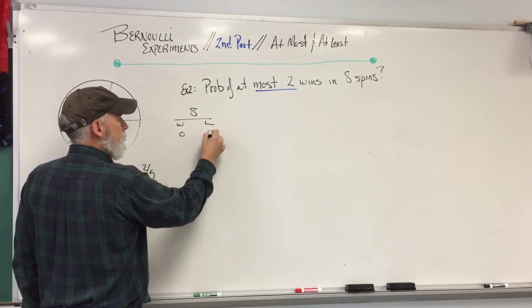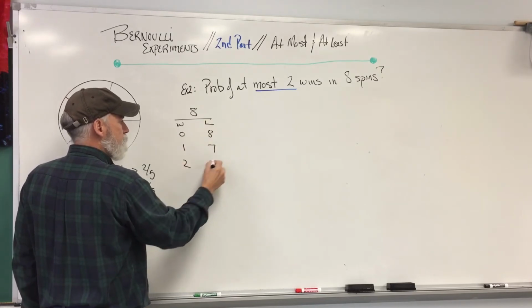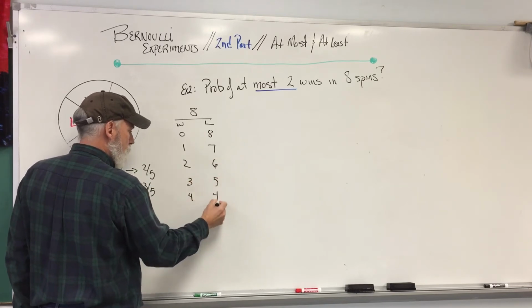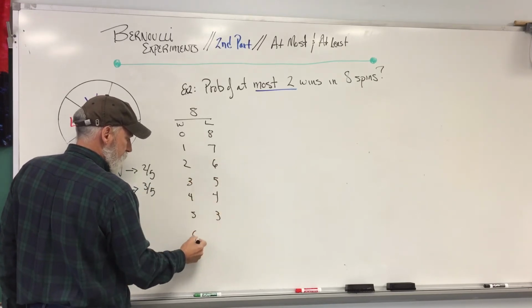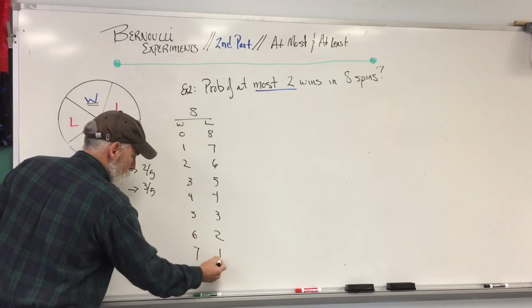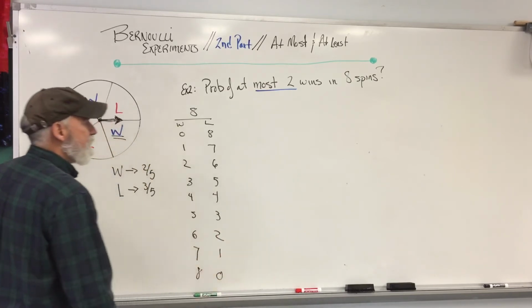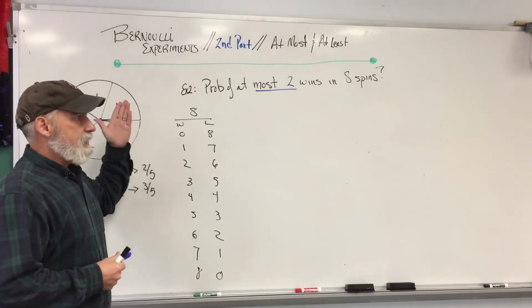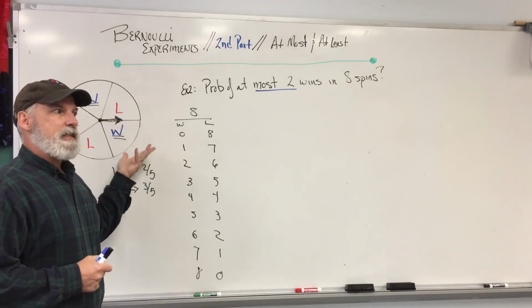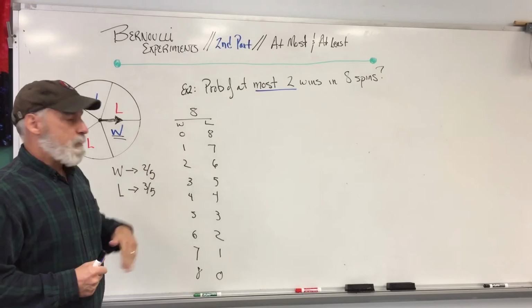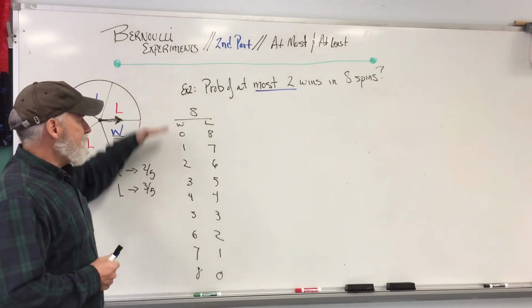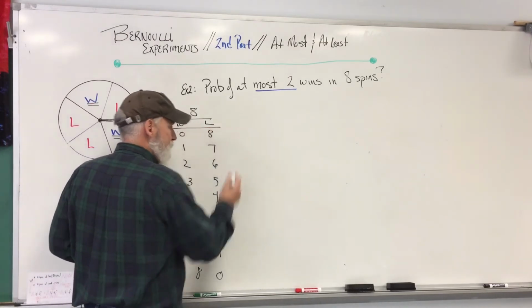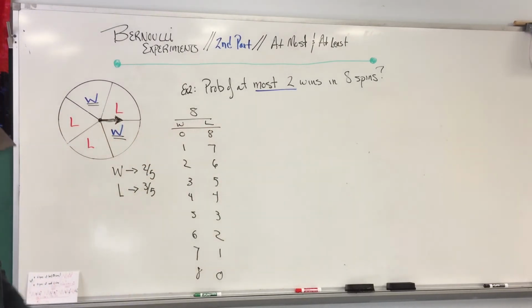So you got 0 and 8, 1 and 7, 2 and 6, 3 and 5, 4 and 4, 5 and 3, 6 and 2, 7 and 1, 8 and 0. That's everything that could happen. And there is an expression using the NCR, P to the R times Q to the N minus R for every one of these. And if I did them all, that would be creating my sample space. Those are all the things that would happen.